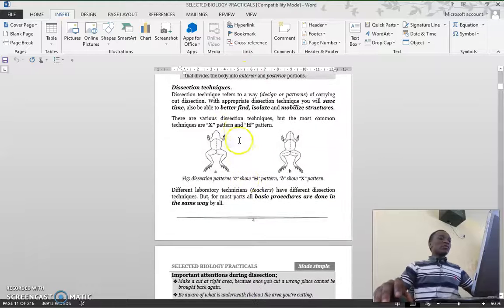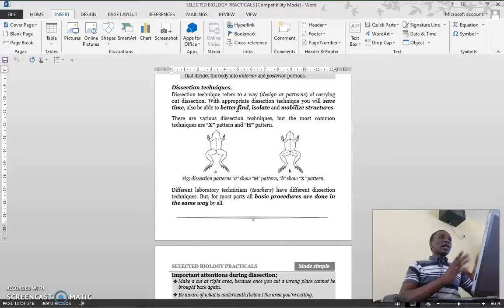Now things go on, and we get to the dissection techniques. Dissection techniques are the tricks that you are going to apply when you are dissecting your specimen.